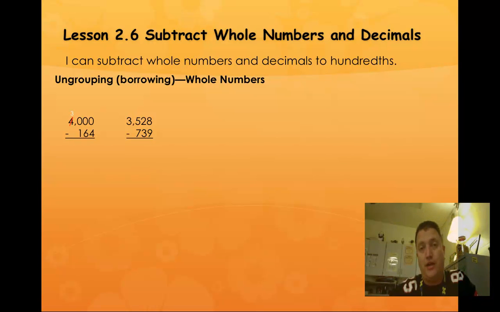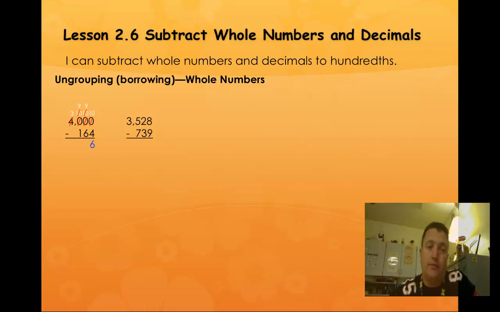I'm going to take the 1,000 I borrowed, and I'm going to turn that into 10 hundreds, okay? So there's my 10 hundreds. I'm going to borrow 100, leaving me 900. And that's going to give me 10 tens. I'm going to borrow 10. That leaves me with 9 tens. And I'm going to turn that 10 I borrowed into 10 ones. Hey, I can subtract now.